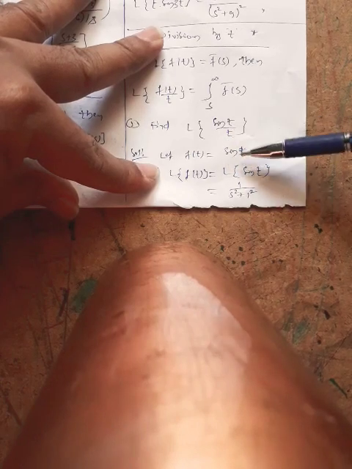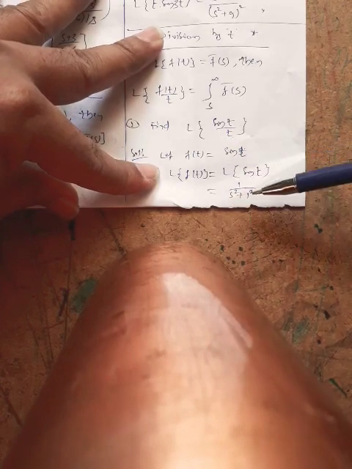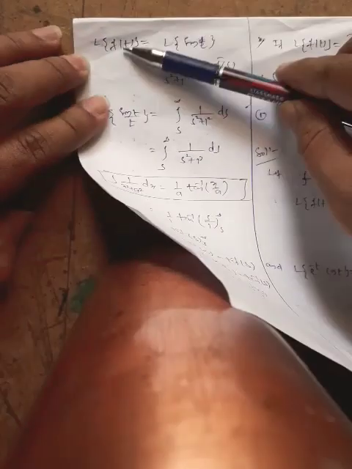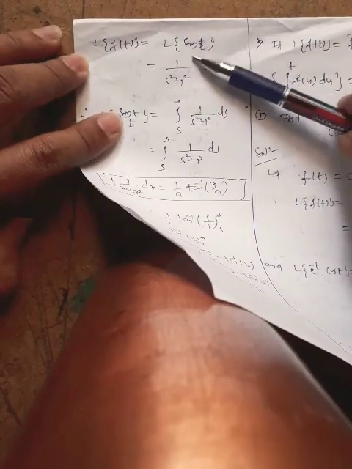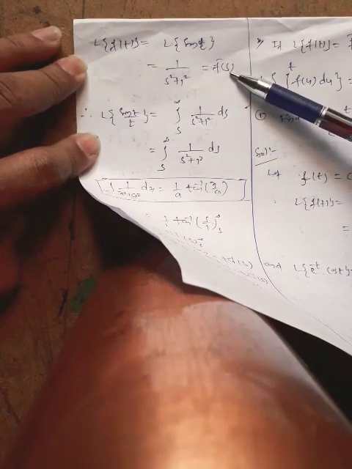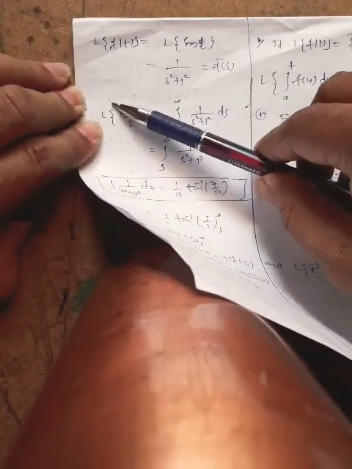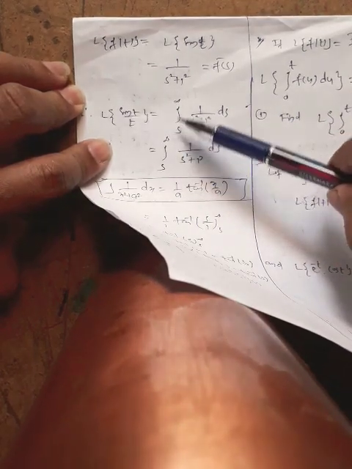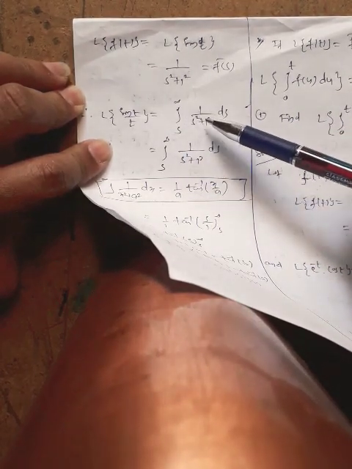Let f of t equal sin t. Taking Laplace transforms, we know that L of f of t equals L of sin t, which is a by s square plus a square, and that is called f bar of s. So for division by t, the problem we have is L of sin t by t, which equals, by the formula, the integration from s to infinity of f bar of s ds.